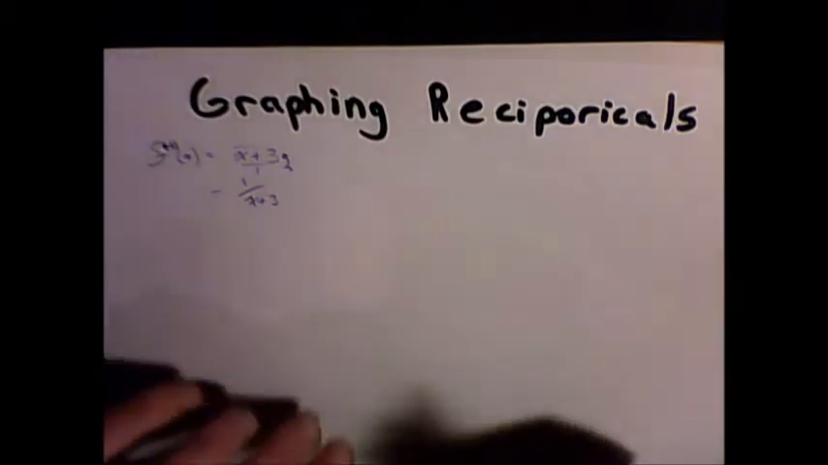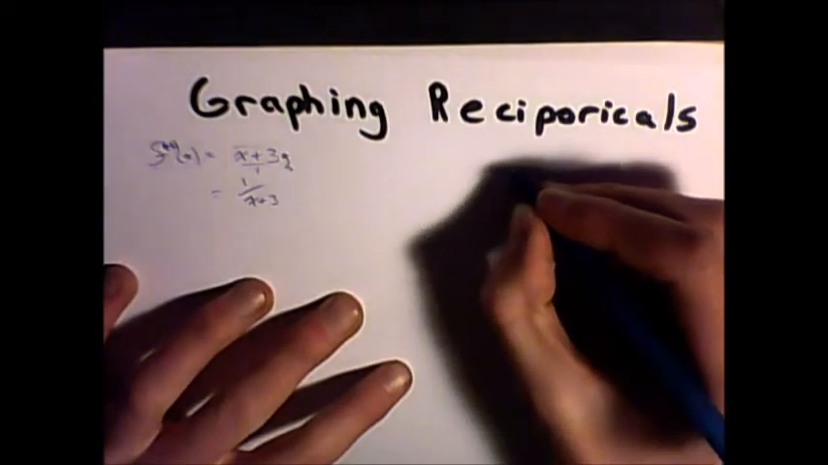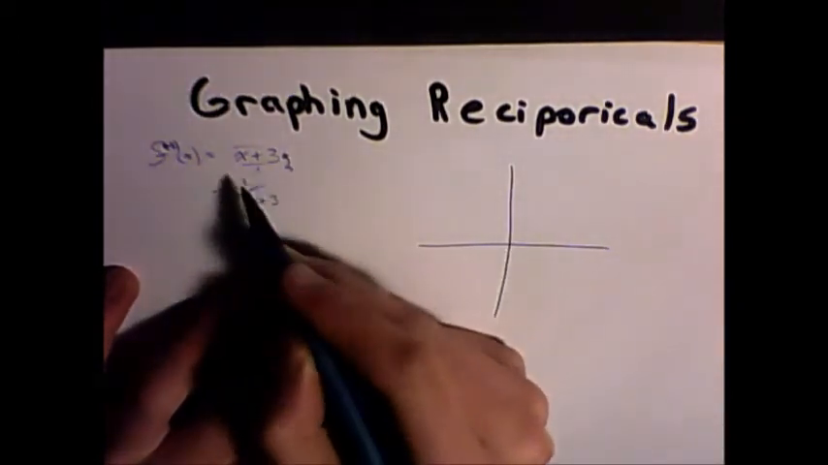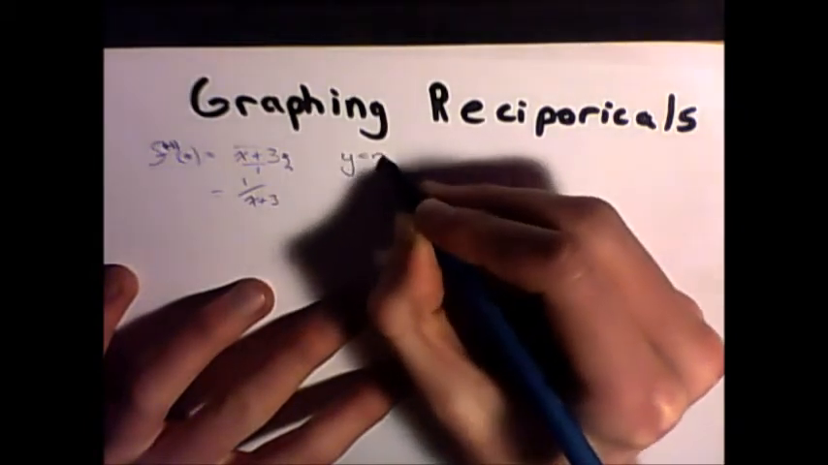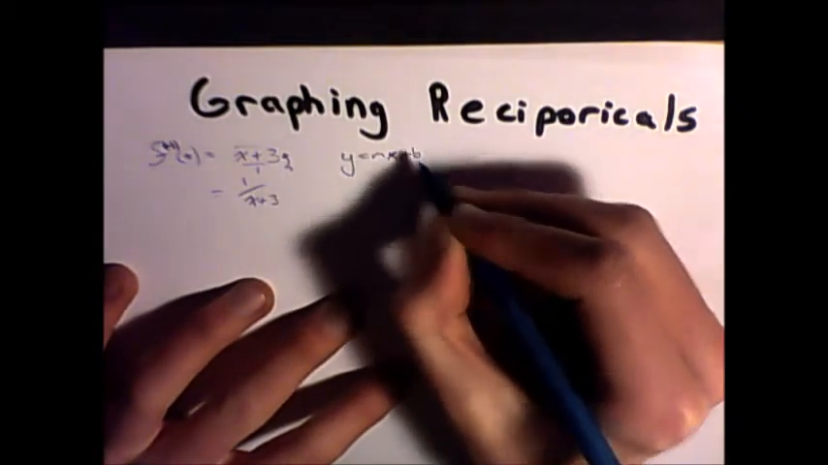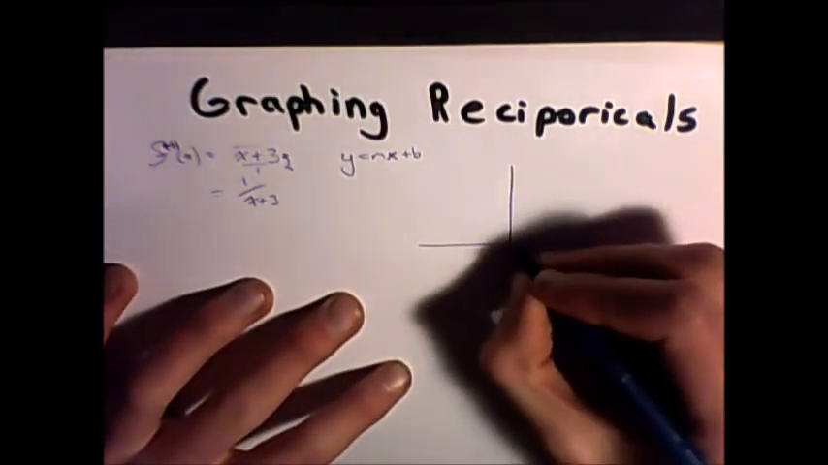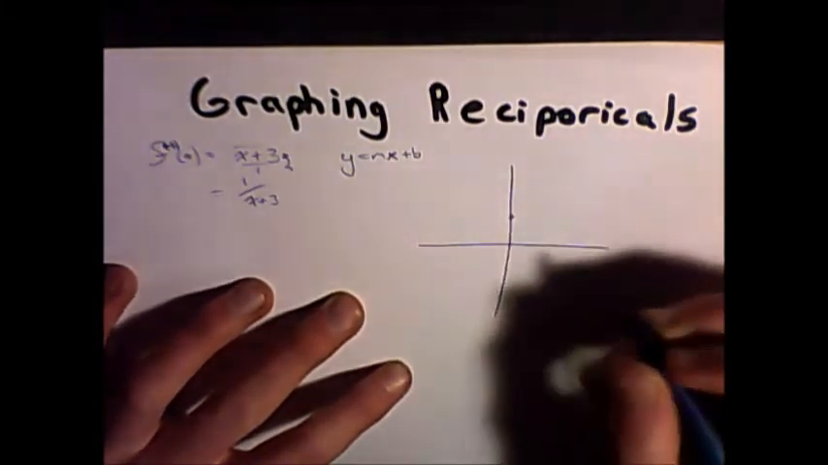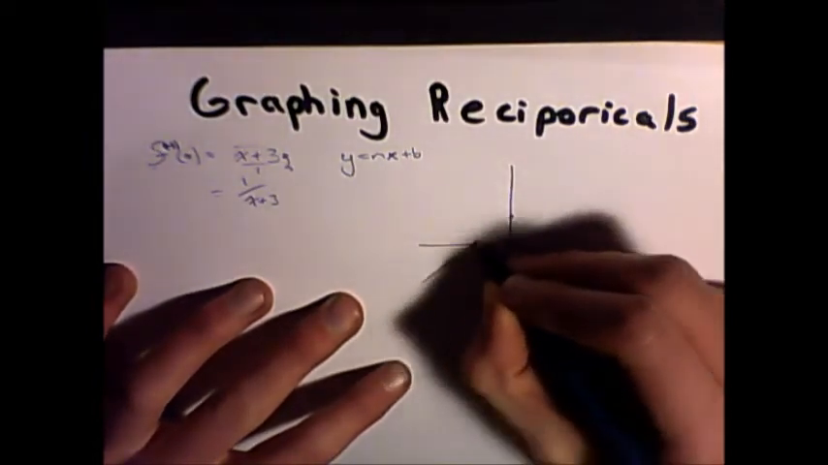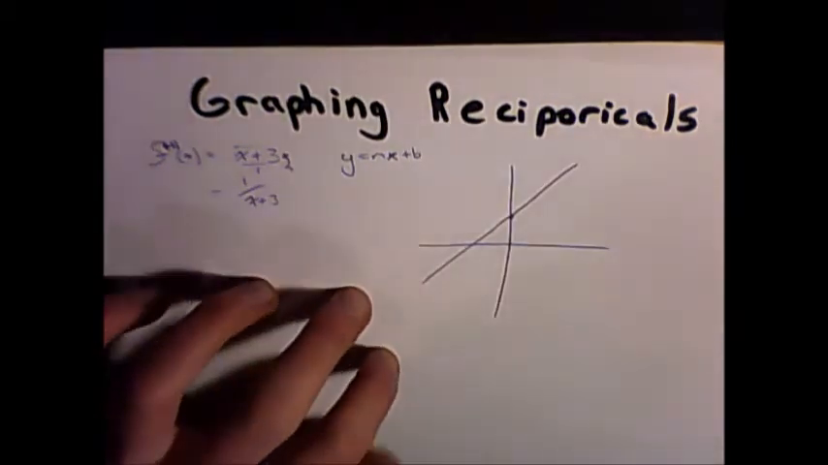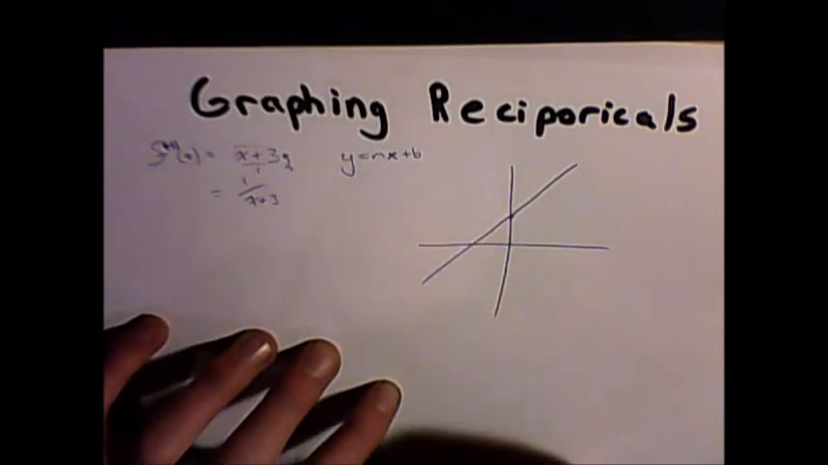But now we need to graph this. So let's start by graphing the original to keep things easy. Our original is x plus 3, and this is a simple y equals mx plus b graph. So we know that it'll be a straight line, the y-intercept will be 3, and with a standard slope of 1 over 1, we'll get something that looks kind of like that. So now that we've graphed our original, we can start to think about graphing our reciprocal.